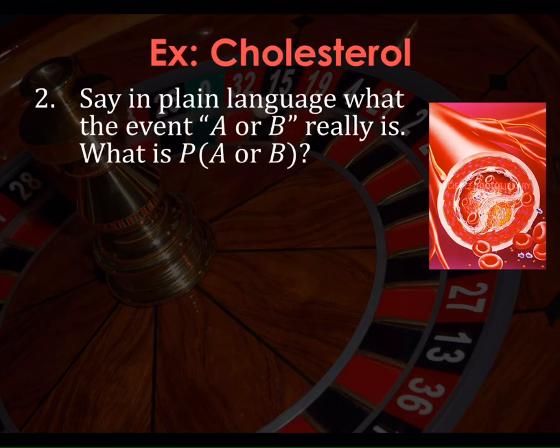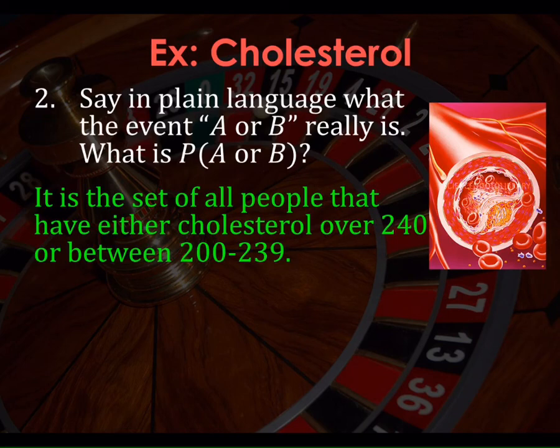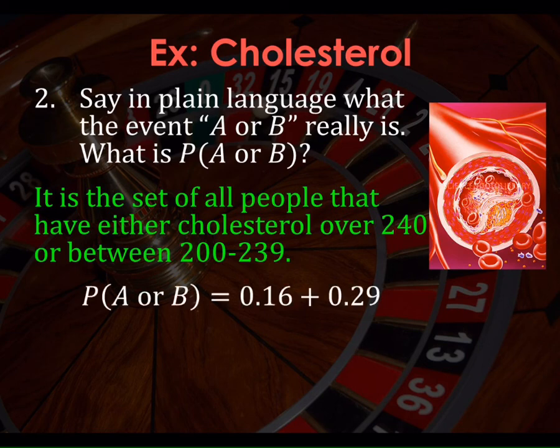What does A or B really mean? A or B means it's the set of all people that have cholesterol over 240 or between 200 and 239, which really means it's the set of all people that have cholesterol 200 and up. To find the probability of A or B, remember these are mutually exclusive events, so we can add up the probabilities of the individual events together. So the probability of A plus B is 0.16 plus 0.29 or 0.45. The probability of picking someone with a cholesterol level of 200 or up is 0.45.